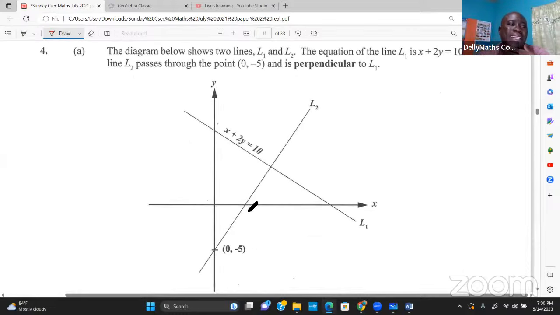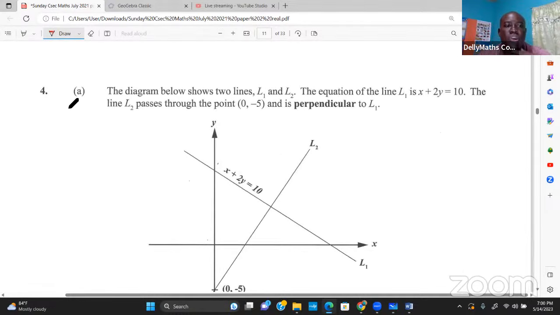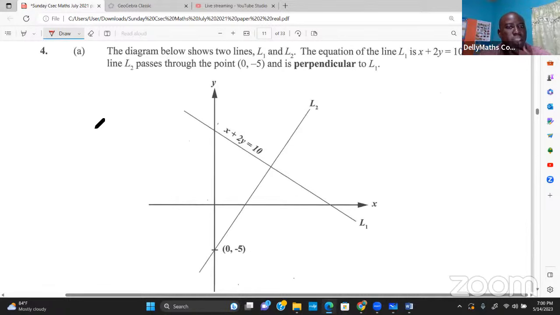All right, let's jump at question 4. Question 4 now, you're seeing coordinate geometry coming now. So by now you guys should be able to see that coordinate geometry comes every year, comes right here. And if it does not come here, it comes at number 8, right? So let's take a little time and look.